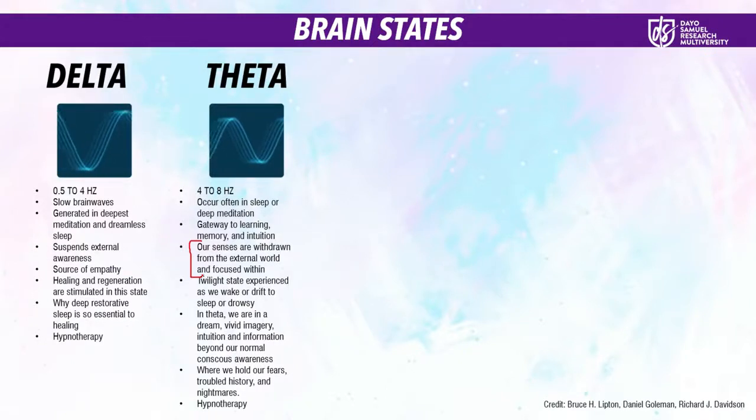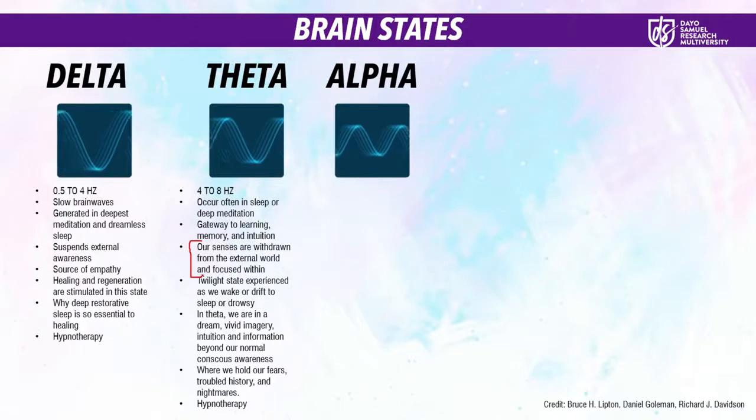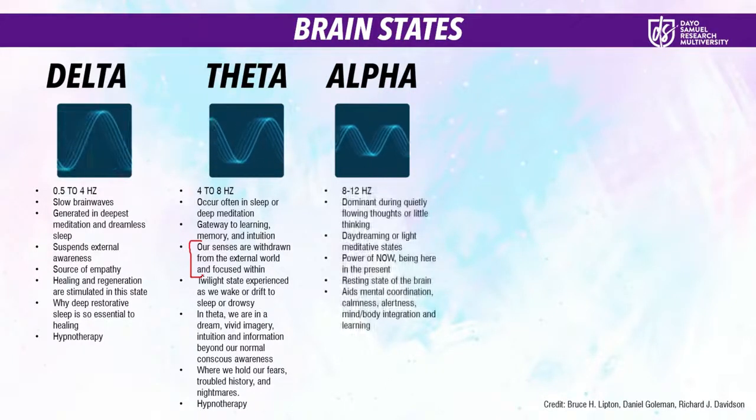enter into such states. Now moving on to the midpoint, which is alpha, and of course alpha starts from 8 hertz to 12 hertz, and alpha is dominant during quietly flowing thoughts or little thinking. So for example, you are listening to me right now, you may be doing a lot of thinking. I'm also going to explain the states that you are in right now as you're listening to me. So alpha state is that state you get into when you are daydreaming or you are in light meditative states.